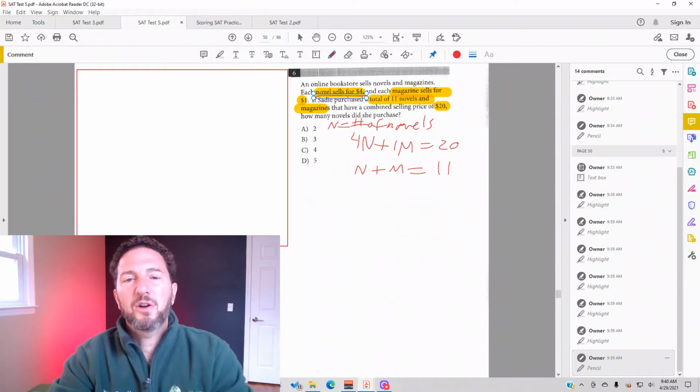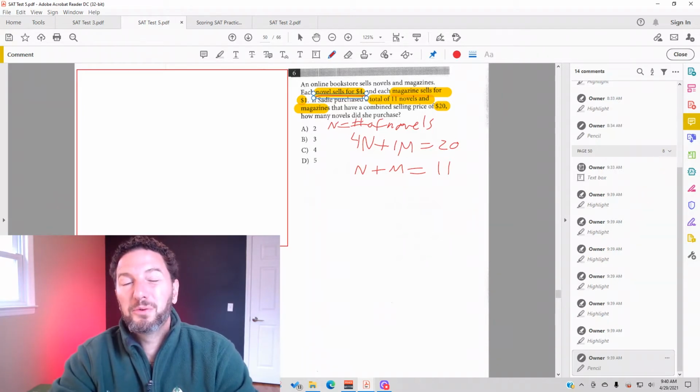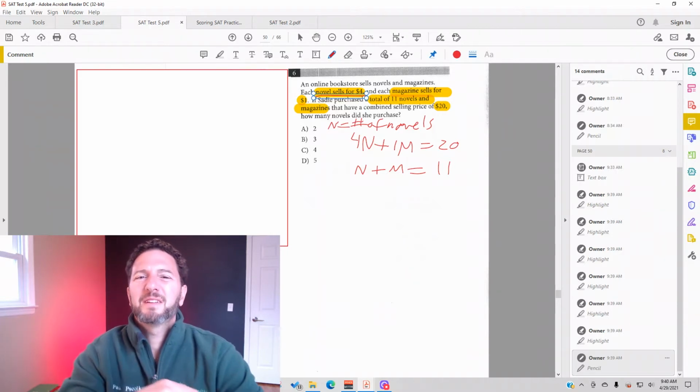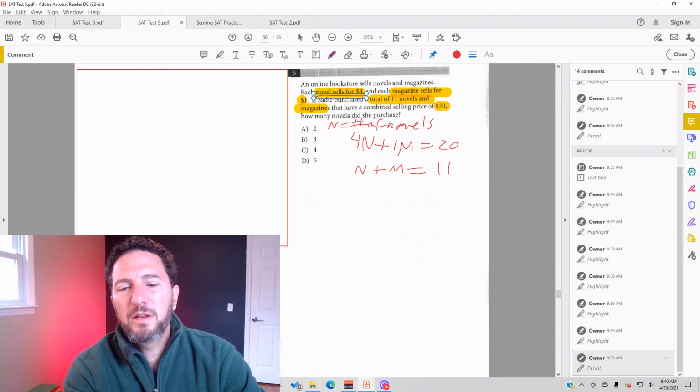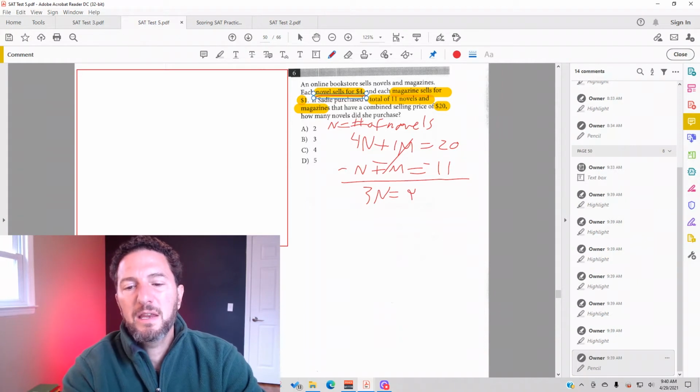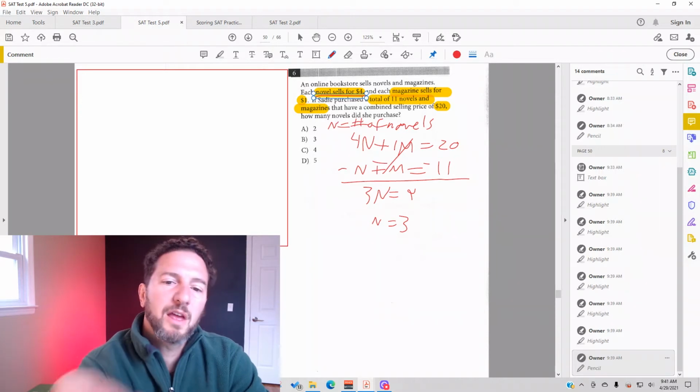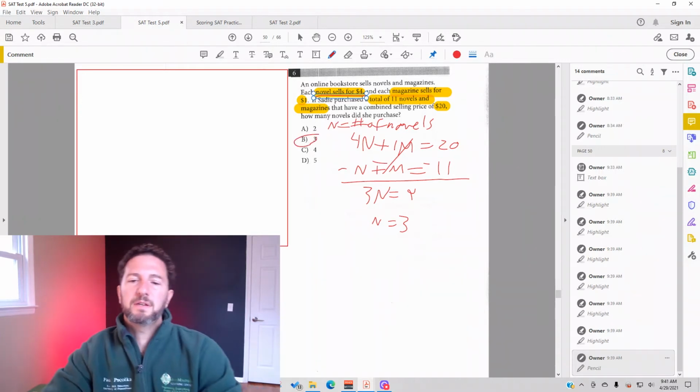If you've got equations like this, they're both in what we call standard form of linear equation. What I highly recommend you do is eliminate instead of substituting, I think it's easier. And to eliminate, what do you do? You multiply the bottom equation by -1, which would change all three positives into negative. These would eliminate. You'd get 3n equals 9. And then n equals 3 by dividing both sides by 3. Is it asking for the number of novels? You know it is. Answer choice B is your correct answer.